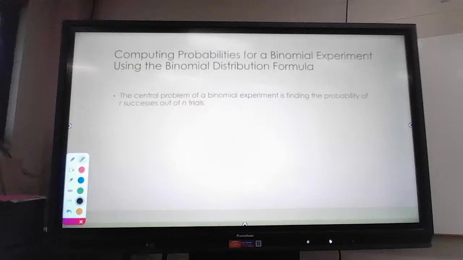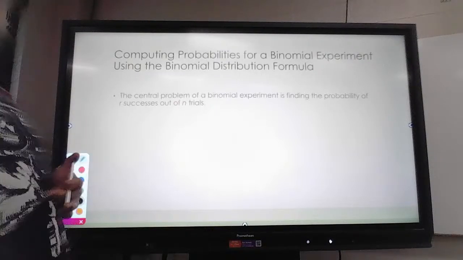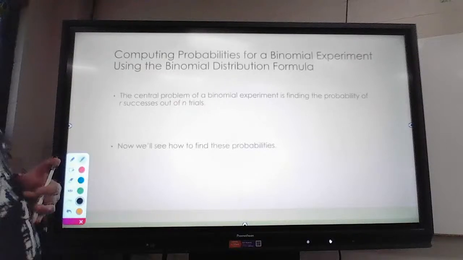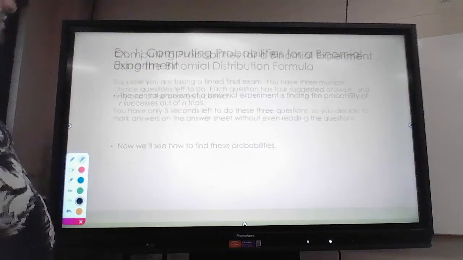Now, the central problem of a binomial experiment is to find the probability of a certain number of successes after a certain number of trials. Now we'll see how to actually calculate those.